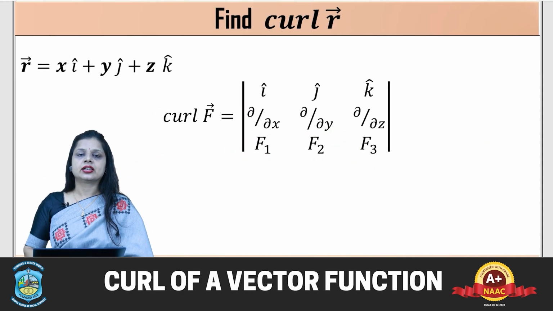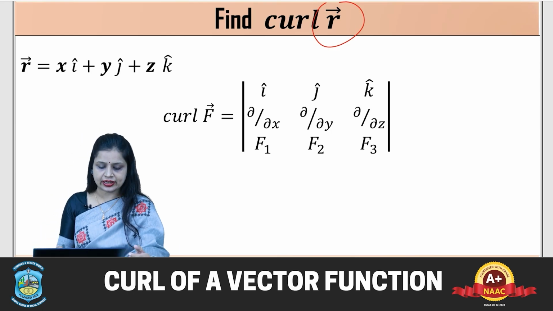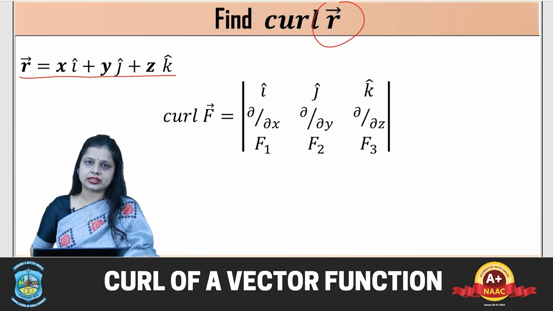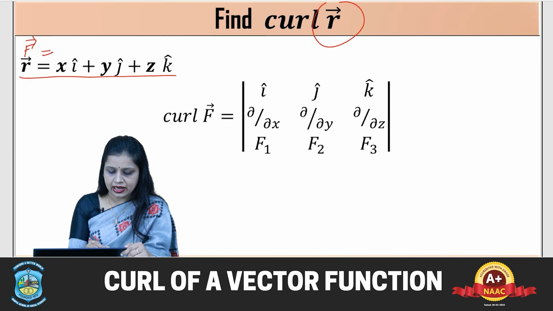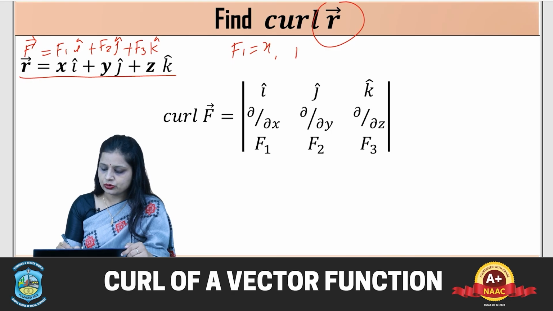Next, we will find curl of position vector of any point, vector r, and you know that the position vector is given by x i cap plus y j cap plus z k cap. When we compare it with the standard form of vector f, f1 i cap plus f2 j cap plus f3 k cap, we can find the value of f1 is x, f2 is y and f3 is z.